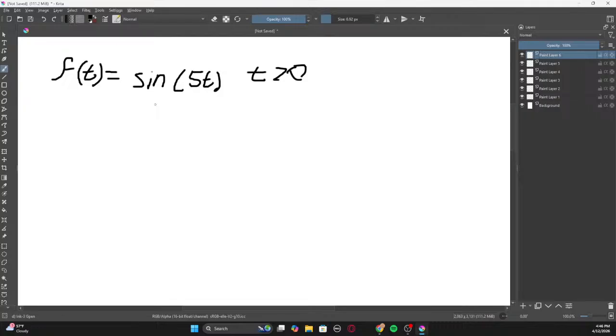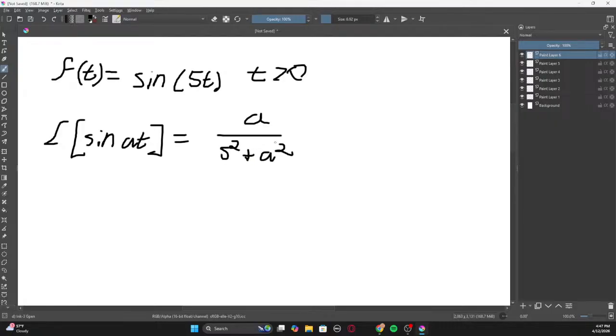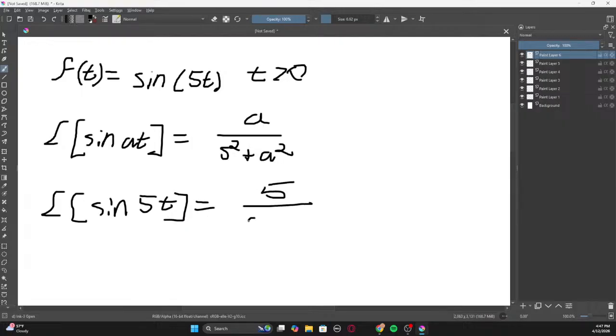So the Laplace transformation of sine, I think I remember this one off the top of my head. The Laplace transformation of sine of at is equal to a over s squared plus a squared, which means that the Laplace transformation of sine of 5t is equal to 5 over s squared plus 5 squared, which is equal to 5 over s squared plus 25. All right, now let's test it out. And we got it correct.